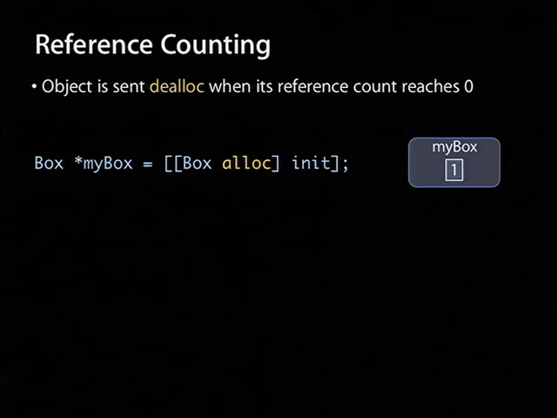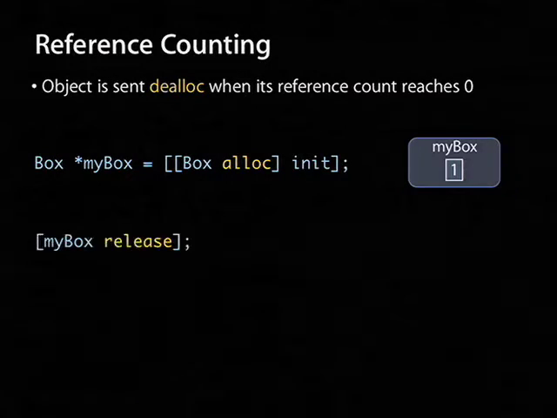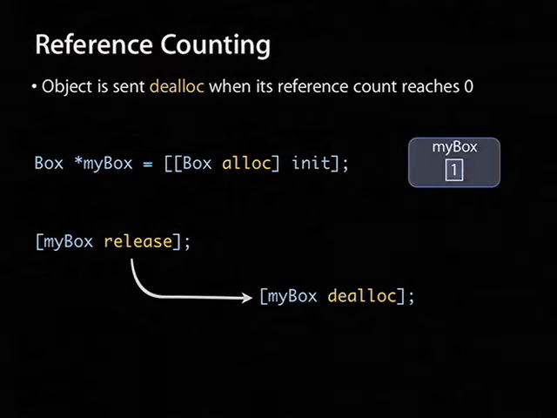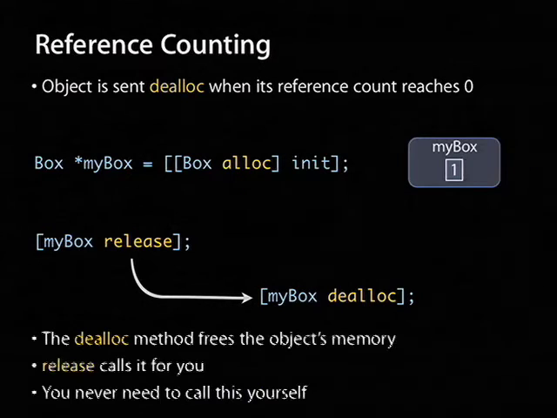If you have an object with a reference count of 1, and you send it the release message, well, it's not going to go down to 0. Instead, it will free itself. It will call dealloc on itself. So dealloc is always called for you by NSObject. It is never something you want to call yourself.